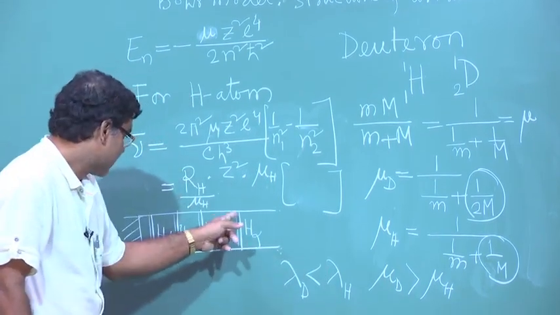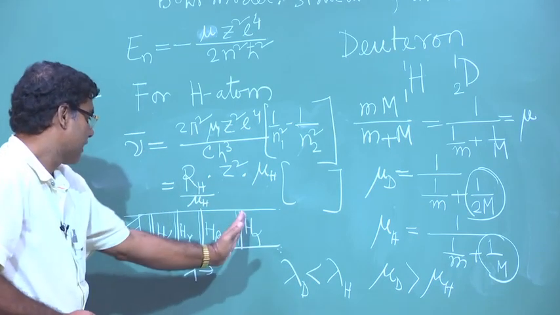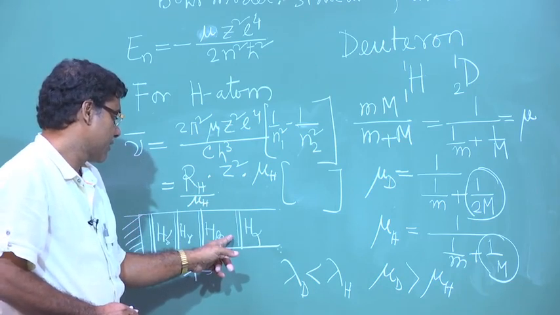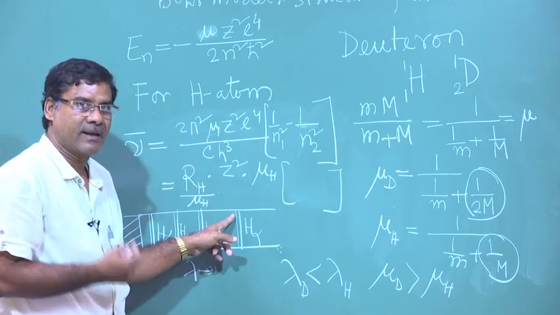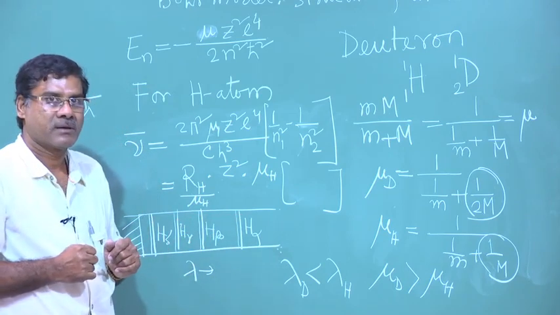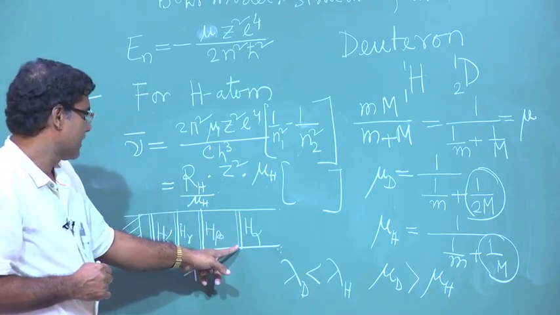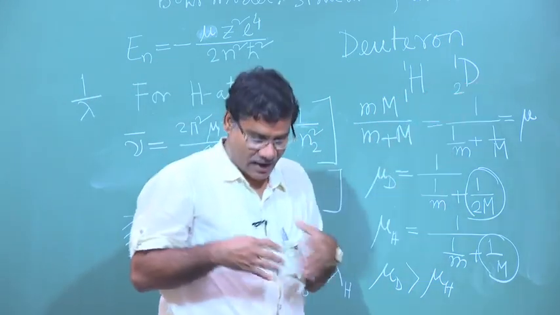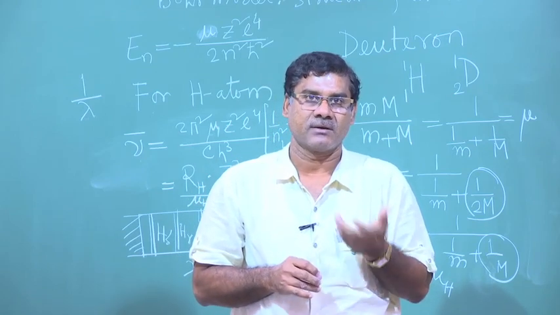So that is why at lower wavelength there is always a faint spectral line associated with each spectral line of hydrogen. These spectral lines are basically from deuteron. So in hydrogen gas, some percentage of deuteron is always there.